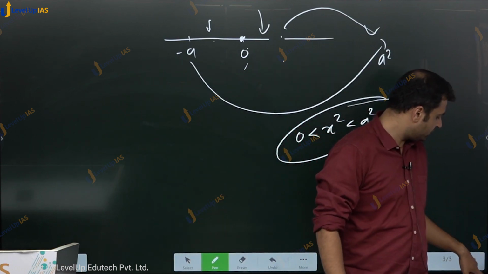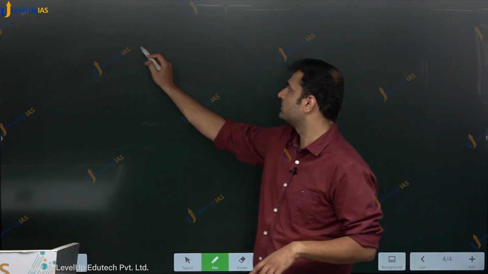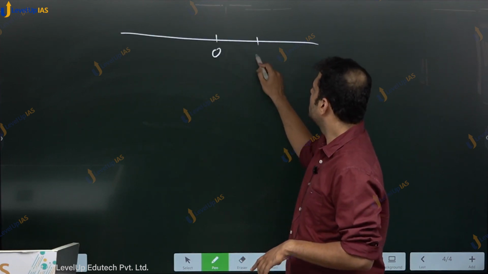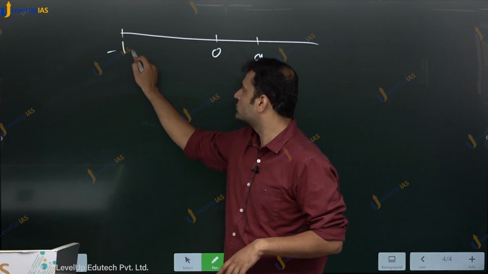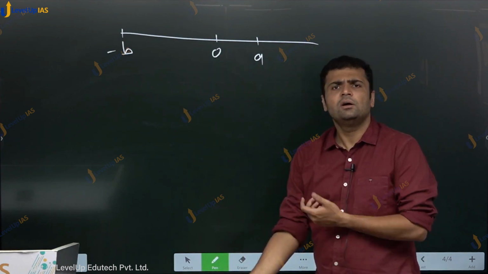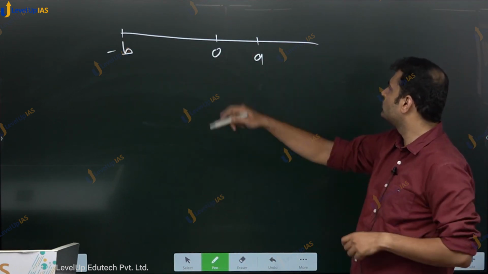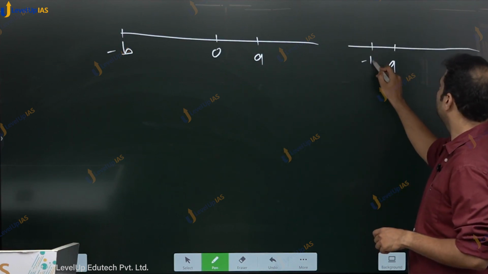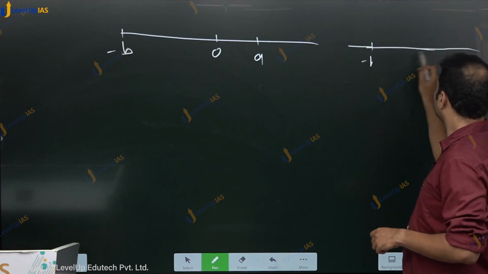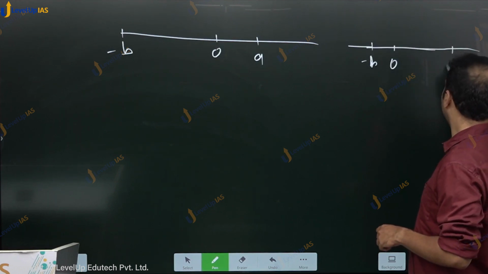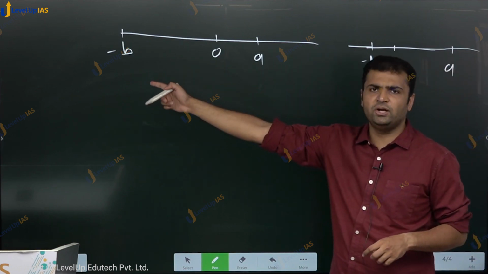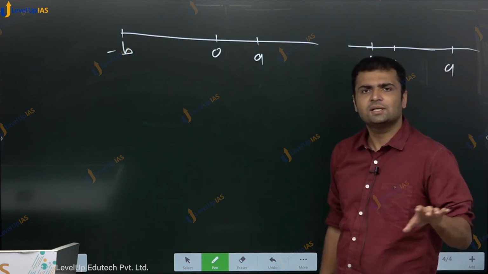This was case number 3, and the last case is this. We have something like this. We have 0 here, we have a here, and we have -b here. Okay? For our purposes, this is one case, a sub case, and then we can take something like this: -b here, 0 and a here. Here the value of a is bigger and here the value of b is bigger, absolute value without signs.